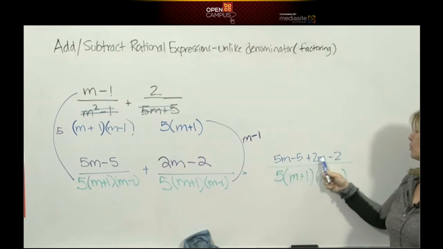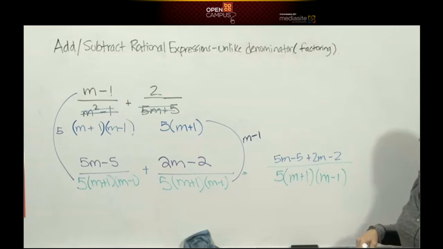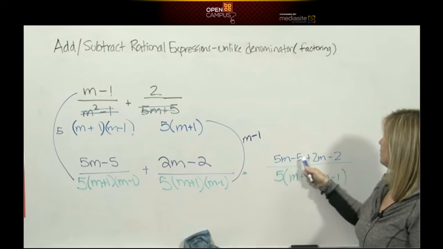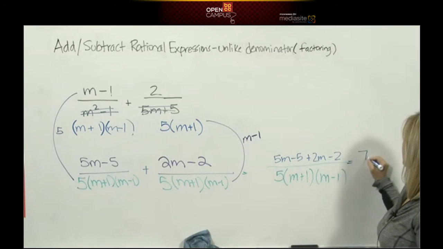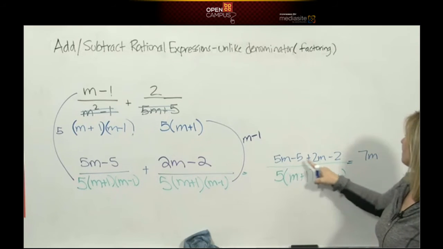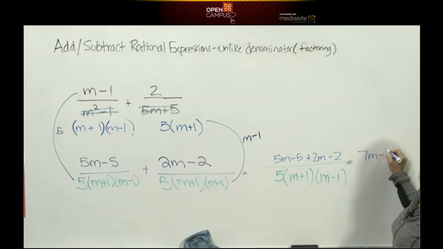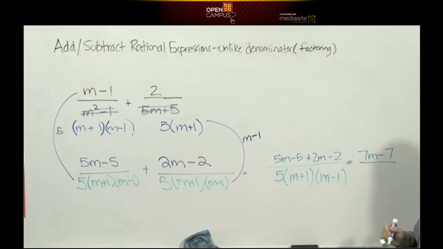We have 4 terms in the numerator. Can we put them together? Sure we can. 5m plus 2m would make my numerator have a 7m. Negative 5 minus 2 would make my numerator have a negative 7. So now I collected my numerator under this denominator.